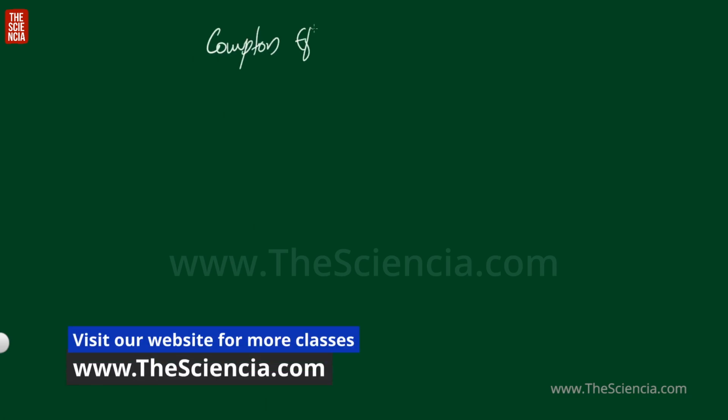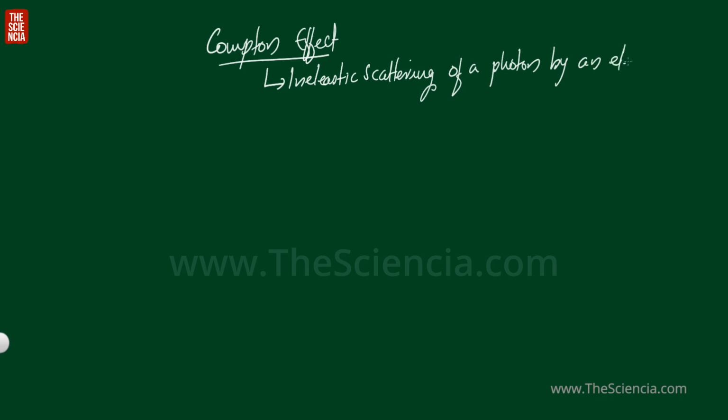Compton effect. What is Compton effect? It is an inelastic scattering effect of a photon by an electron. This is what Compton effect is. It is an inelastic scattering.